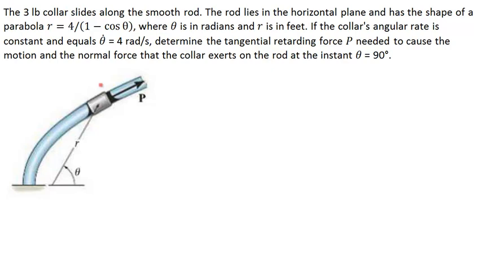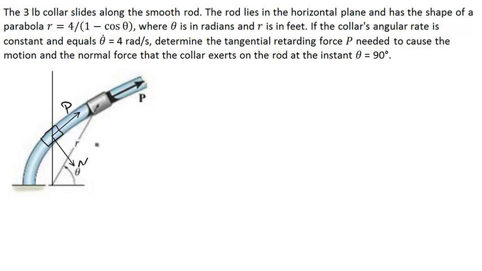And we want to find those forces when theta is equal to 90 degrees. So let's draw the location at 90 degrees. The location of the rod is somewhere right in here. So I'll draw it, the location of the collar, I'm sorry, is right in here. And there's a force P that acts tangent to the rod at this location, and some force N that acts normal to the rod at this location. So I'm drawing two vectors, 90-degree angle between the two. So let's call these forces P and N.